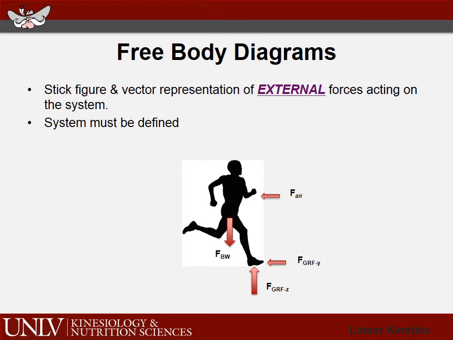But so I have the F sub BW, and that's my body weight. So you generally see me refer to this as a BW, and that's my force of gravity. And then you have the ground reaction force split up in two, and that's the F sub GRF Z, which is the vertical component, and the F sub GRF Y, and that's the anterior posterior component.